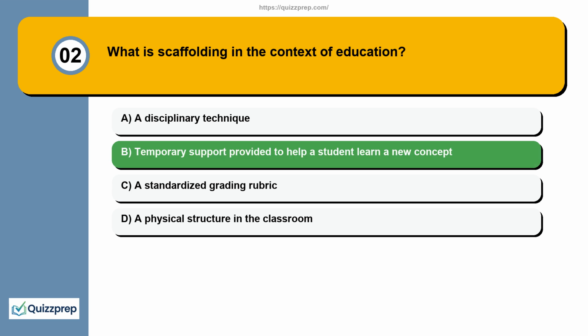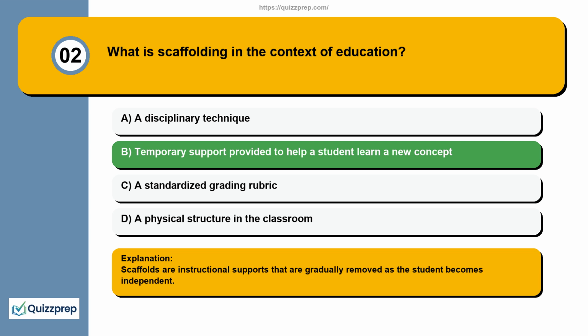The correct answer is option B. Temporary support provided to help a student learn a new concept. Explanation. Scaffolds are instructional supports that are gradually removed as the student becomes independent.